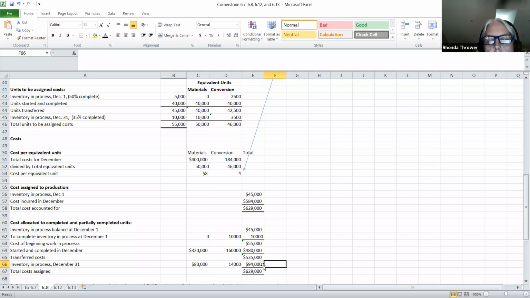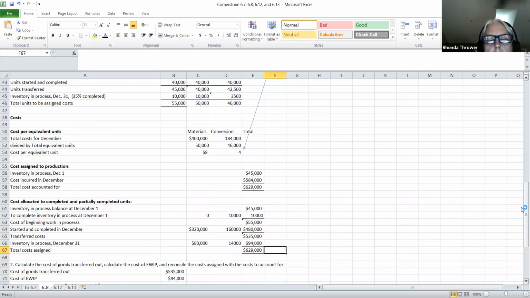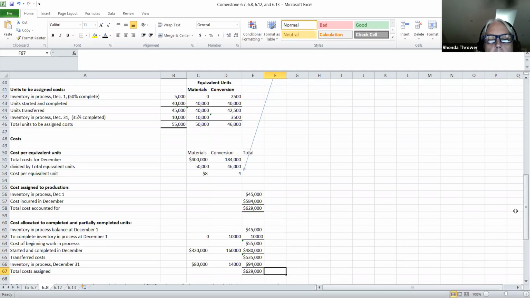When we add what we transferred plus the balance in the work in process, that gives us the total cost that we have assigned, these two added together, which has to equal this. And that's all there is to the cost of production report. Learn this. If you don't do anything else in this chapter, learn this.